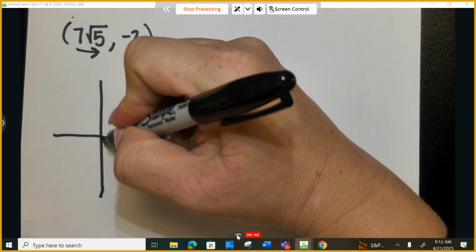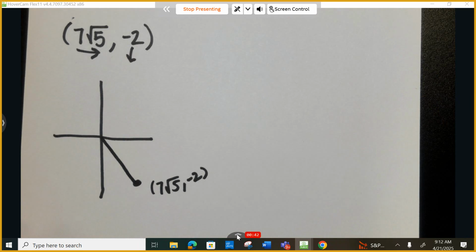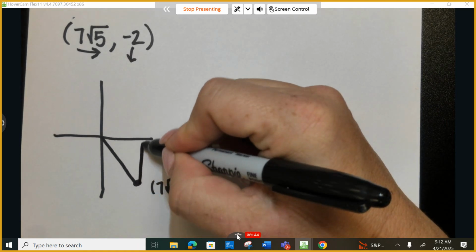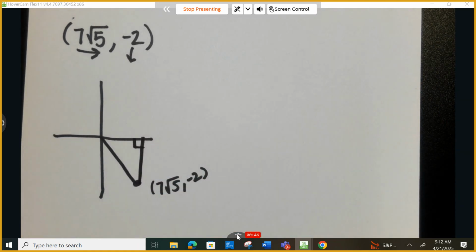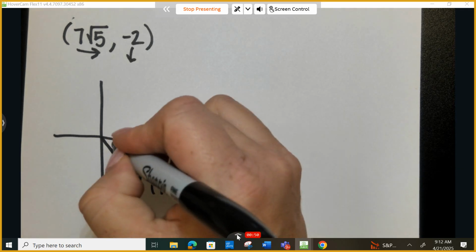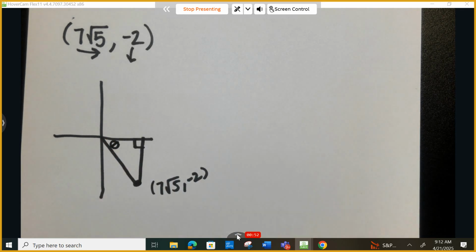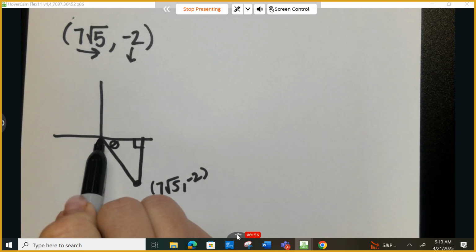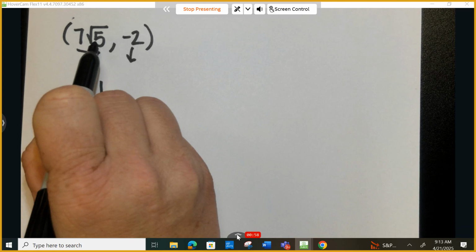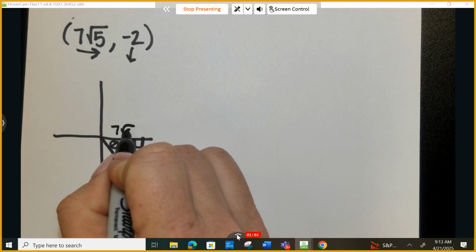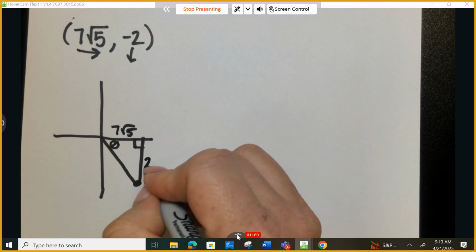Then I'm going to go straight back to the origin and always back to the x-axis, making a 90-degree angle with the x-axis. Now that angle that is closest to the origin is what I'm going to evaluate. So how did I get to this point? Well, I had to go a distance of 7 square root of 5 to the right. And I had to go a distance of 2 down.